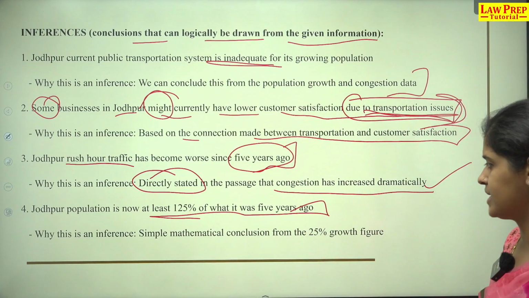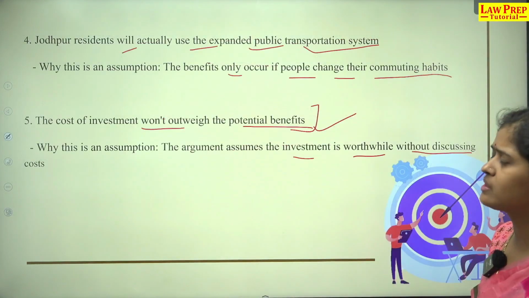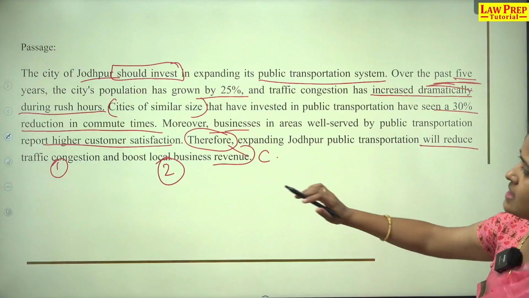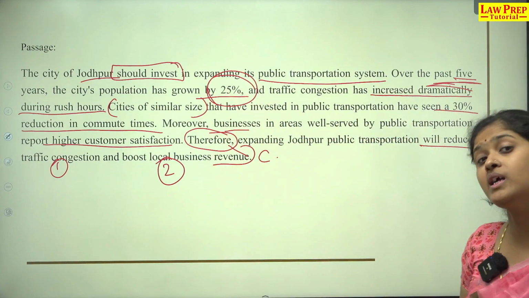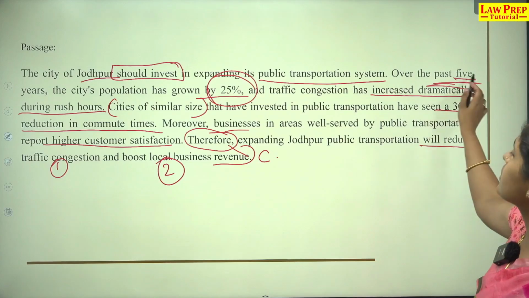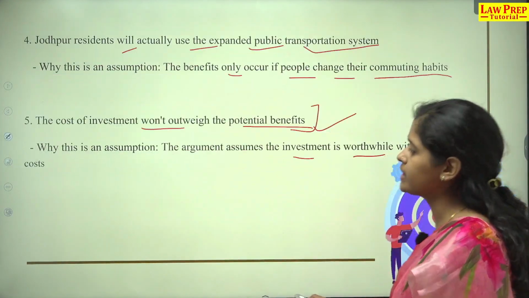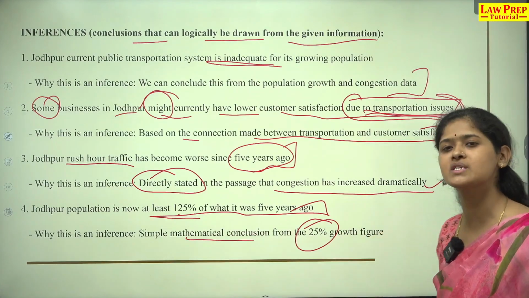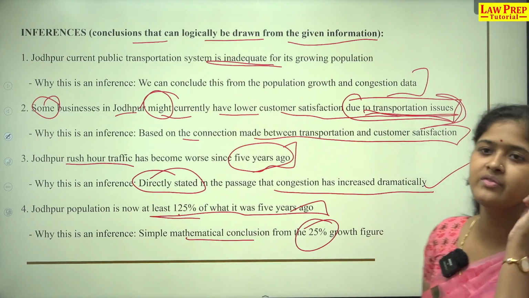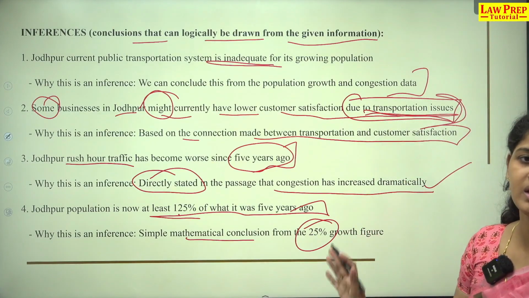How did they infer this? Some mathematical number is given in the passage. I'll go back to it. I don't have any qualms about that. The city's population has grown by 25% over the past 5 years. If someone is very quick in maths, you can do it right now: if you have a 25% growth rate, that means the population has increased by what? 0.25%. Okay, these are your inferences from the passage.